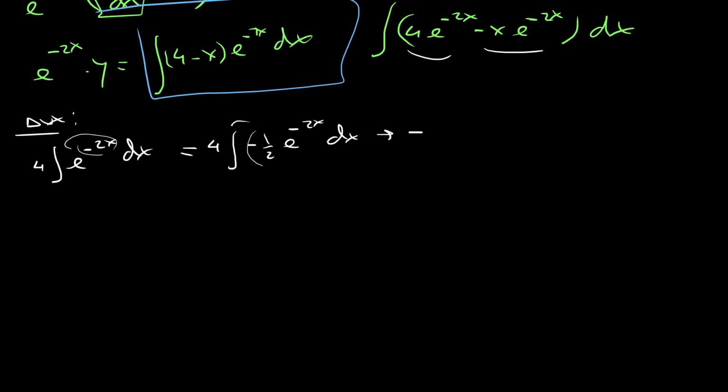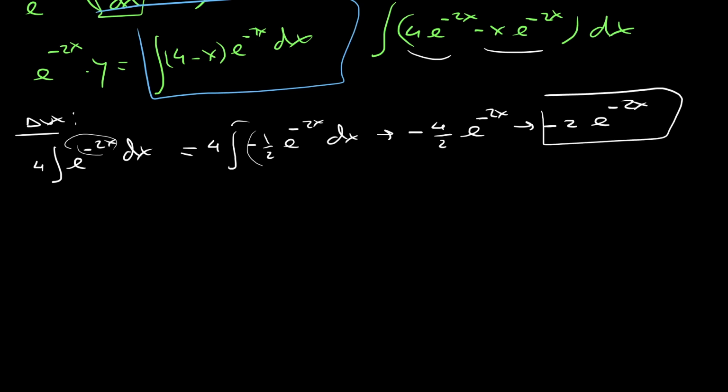So we get minus 4 divided by 2 e to the minus 2x. So this is the same thing as having minus 2 e to the minus 2x. So this is the solution to the first one. Now let's work on the second one.